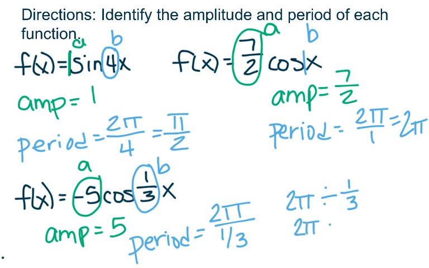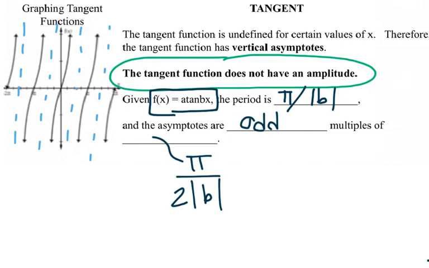Same, change it to multiplication, flip the last fraction. So if I do 2 pi times 3, I get 6 pi. That's how your answer is going to look on a test or a quiz or a multiple choice on the EOC. Okay, so pretty easy. Just have to know the formulas and figure out where you're going from.